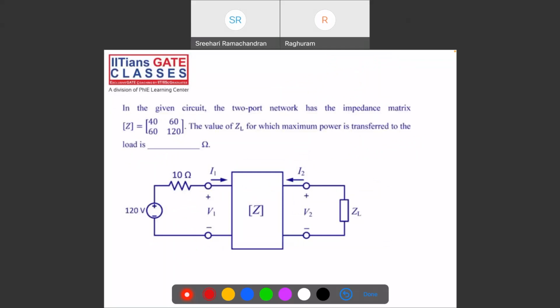In the given circuit, the two-port network has the impedance matrix Z equal to 40, 60, 60, 120. The value of ZL for which maximum power is transferred to the load is dash. Try to do this. Try to understand the question.